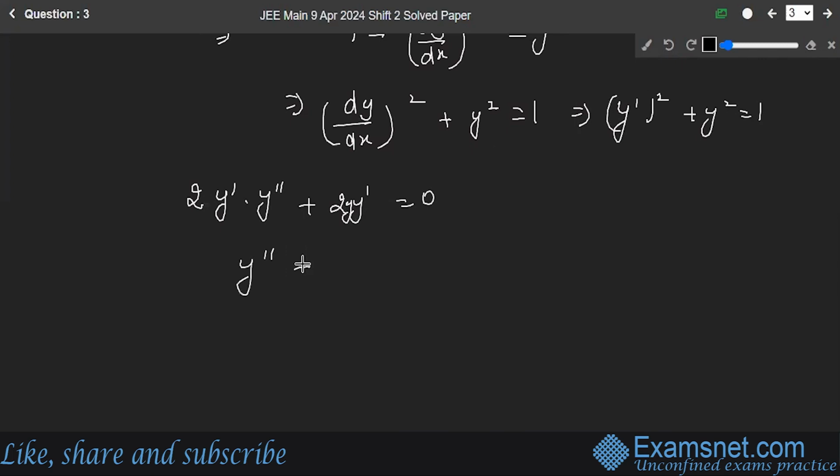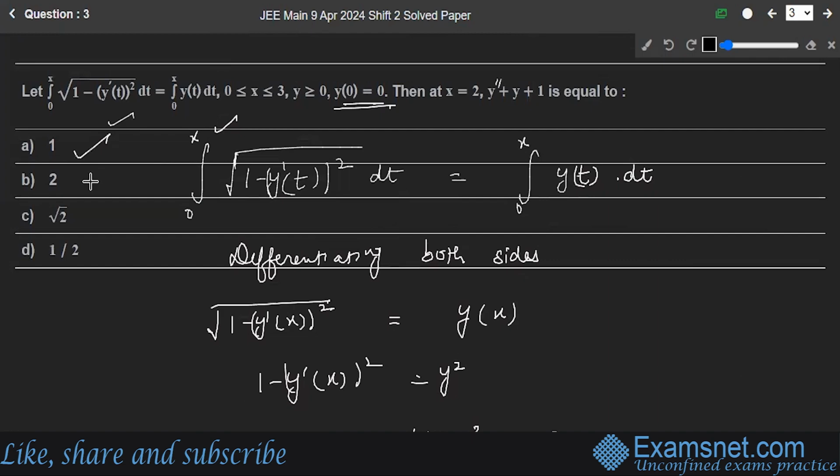You will have y double dash plus y is equal to 0, or y double dash plus y, if I'm adding 1 on both sides, so this is equal to 1, and this is the answer. Answer option A. Hope you got that. Let's move to the next question.